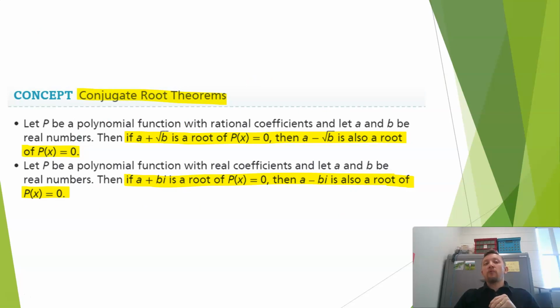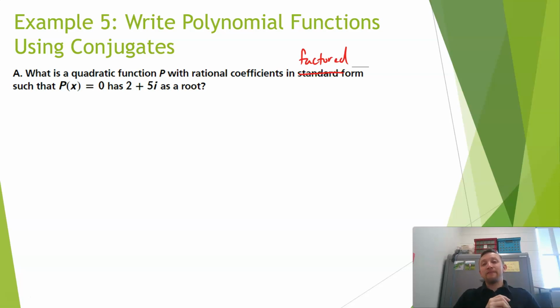Okay, so let's look at what we call conjugate root theorems. We have conjugates. We could have the conjugate of a root, so if we have a plus square root of b, the conjugate of that would be a minus square root of b. Or we dealt with complex numbers. So a plus bi would be a complex number, so its complex conjugate would be a minus bi. A plus square root of b and a minus square root of b would be square root conjugates. We're going to use that to get things in factored form.